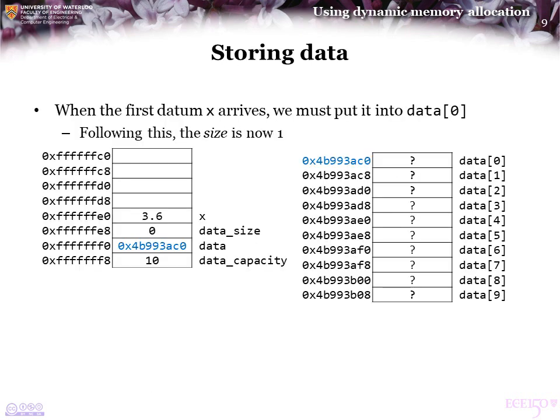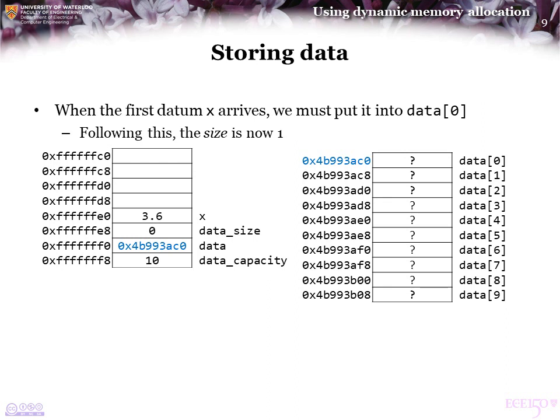Now, once we get into the while loop, there is a local variable x declared, the scope of which is restricted to the while loop. The user has entered in a value, 3.6, and now we have to put this information somewhere. Specifically, we want to put 3.6 into the entry data 0. Following this, the size must be incremented to 1.